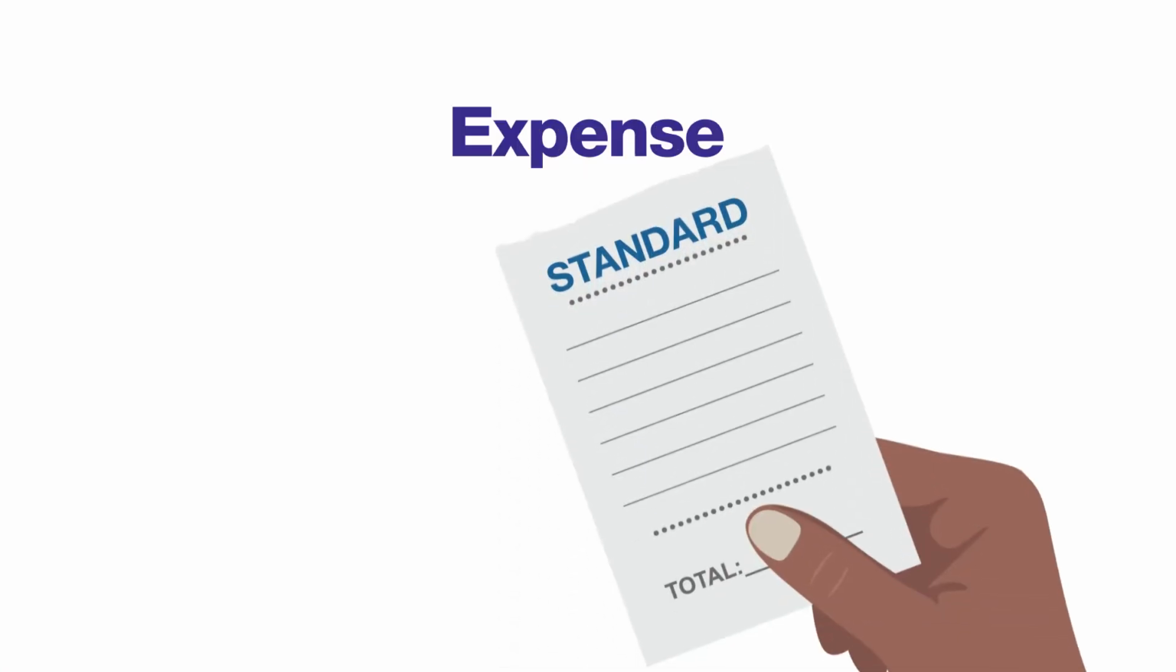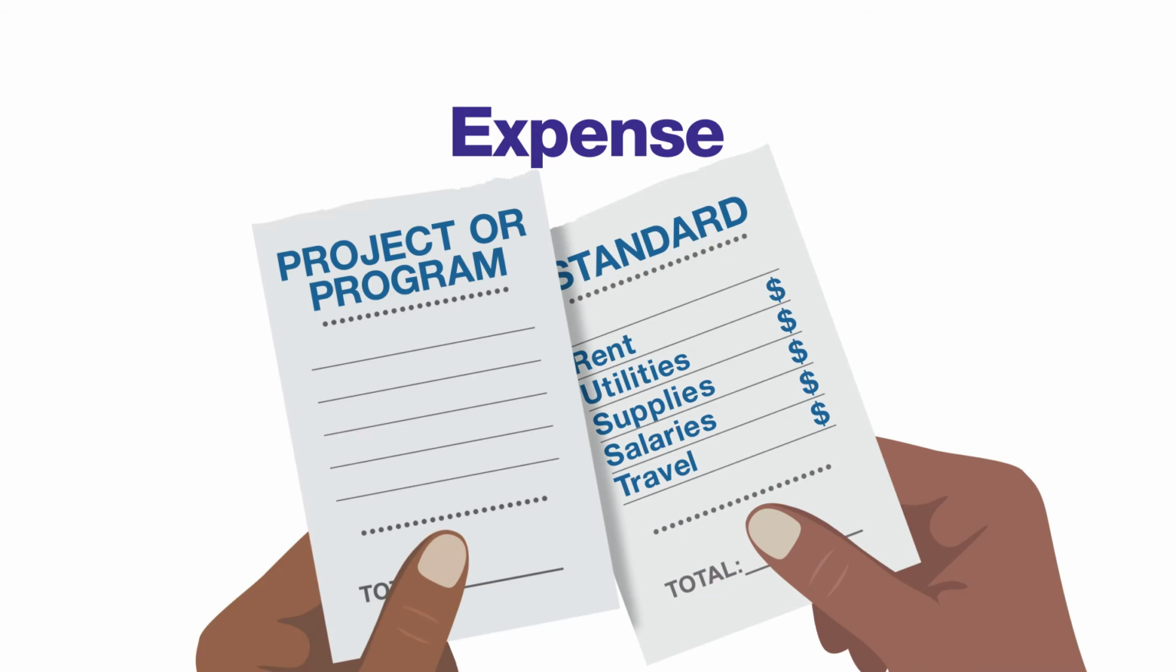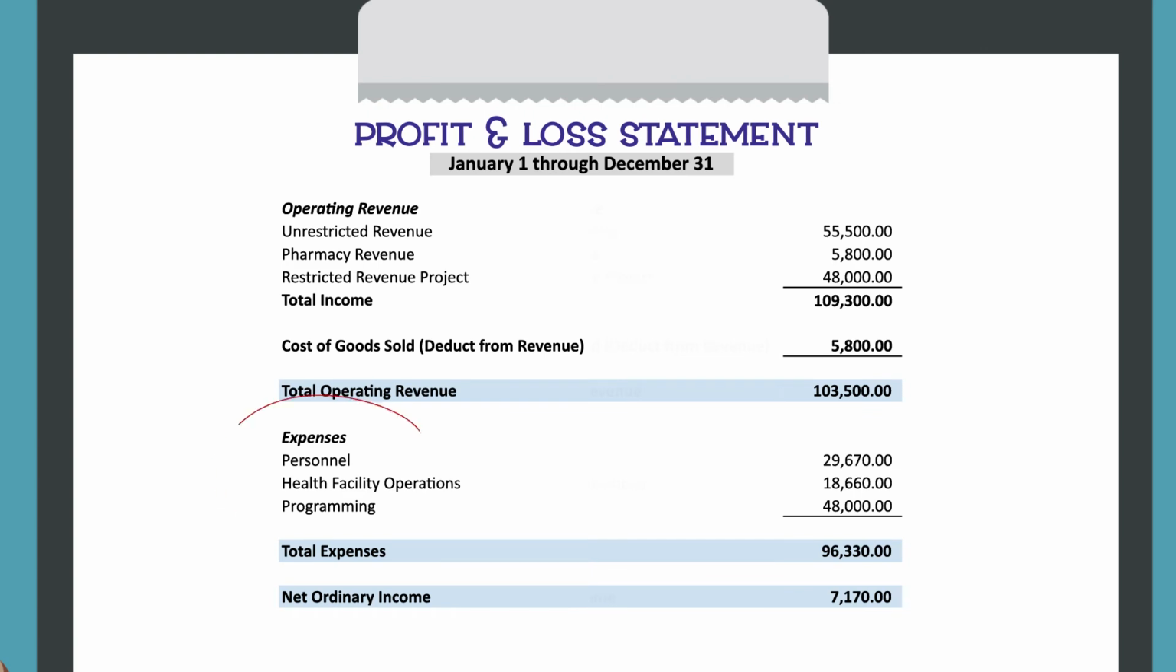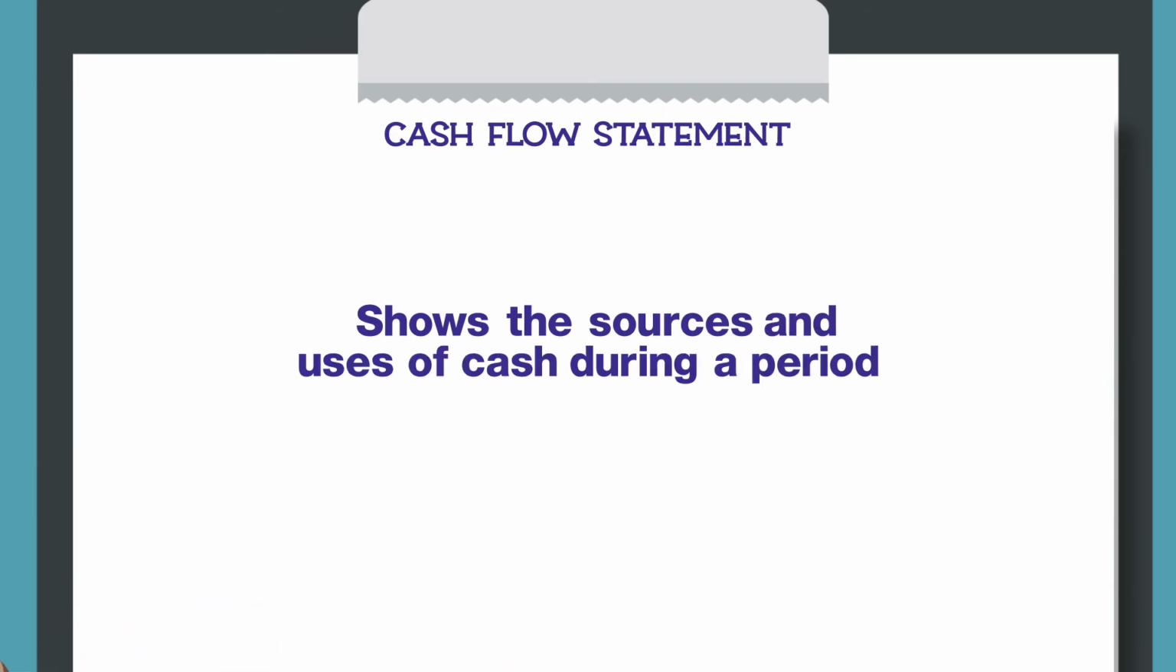Most organizations will have standard expenses such as rent, utilities, supplies, salaries, travel, etc. There may be other expenses that are specific to your health facility, such as project or program expenses like training, job aids, medications, etc. Expenses can be listed in categories on an income statement, but are generally listed in more detail on a cash flow statement or budget. A cash flow statement shows the sources and uses of cash during a period.